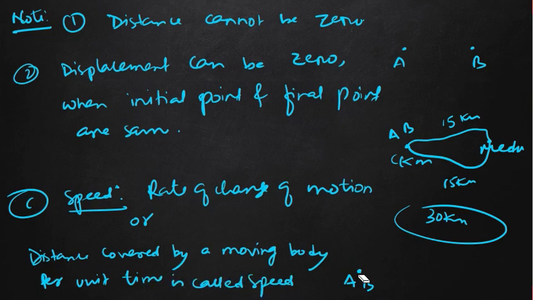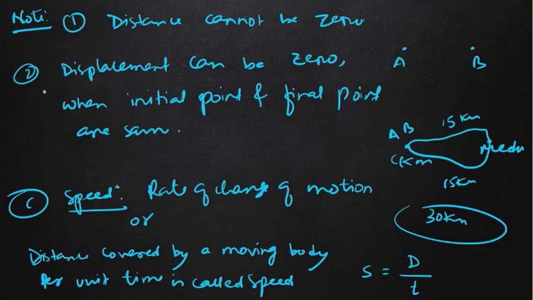So we have one formula. Speed equals distance by time, where d is the distance, s is the speed, and t is the time. Clear? So this is the formula. Let us represent time by small t, then it will be more clear. So s equals distance by time.